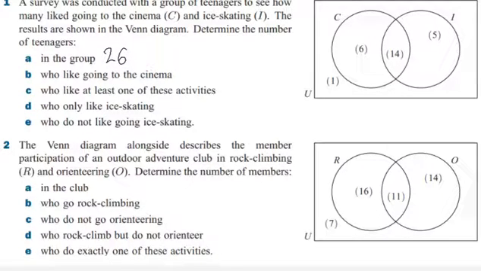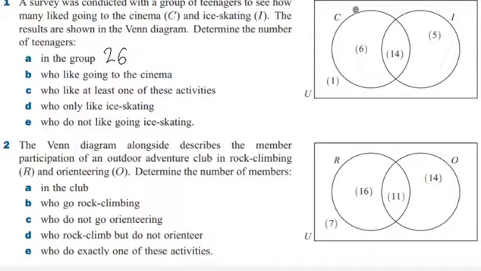26. All right, now B says the number of teenagers who like going to the cinema. So that will be everything in the cinema circle, okay? 6 stands for those who like going to the cinema alone. They don't like any other thing apart from the cinema. While 14, they like the cinema and ice skating too.